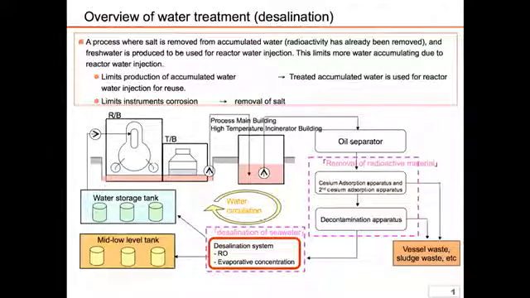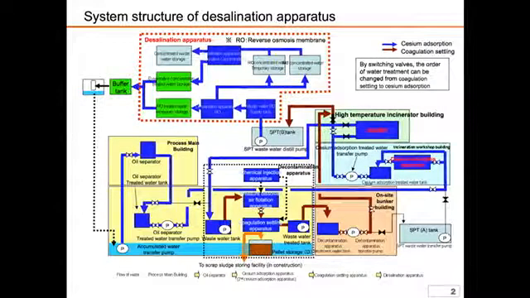We are using two methods to process the water. The first, we are conducting water processing by reusing the desalinated water to the reactor and storing the concentrated salt water in the tanks. The outline of components is as described in this table. Today we will explain about the upper area encircled by the dotted line.